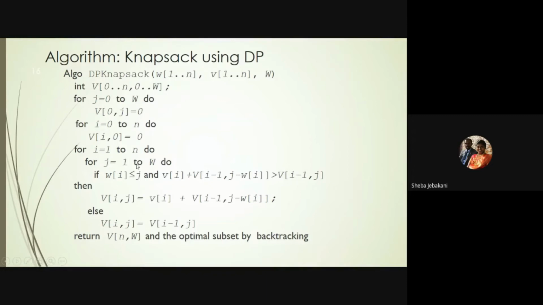One is to check if the weight is less than j, and the other is to check if this particular value is greater than v of i comma j. So either you can check two conditions like this, or you can check this one condition and find the maximum of these two values and put it into v of i j. And if this condition is false, I'll directly put v of i minus 1 comma j. Both ways you can do it.